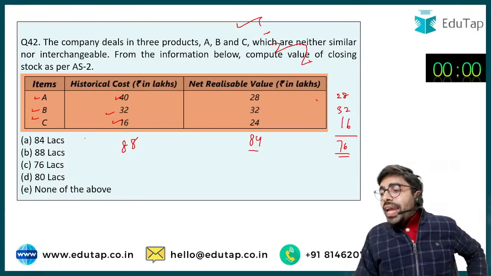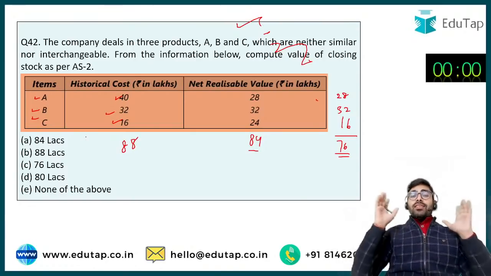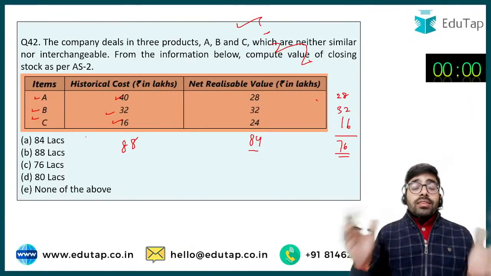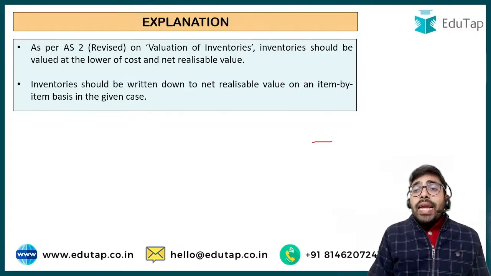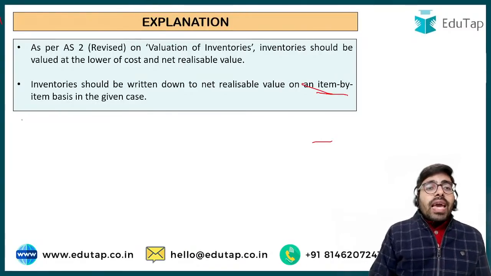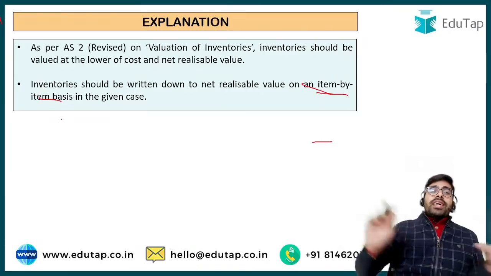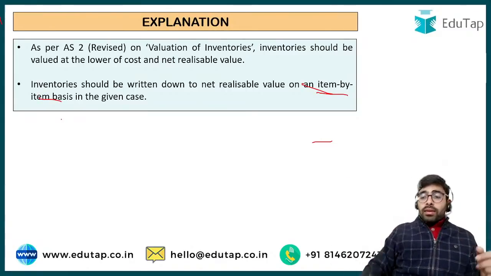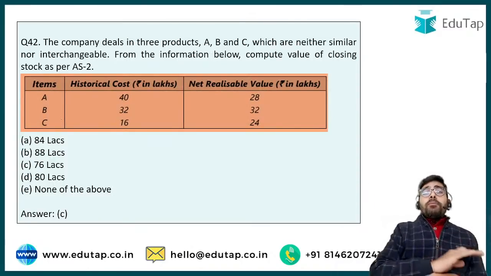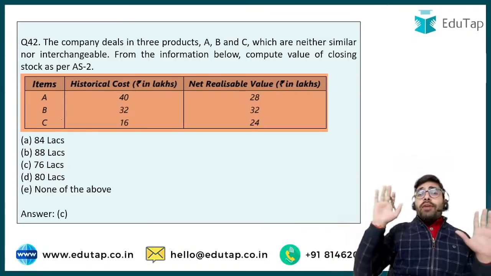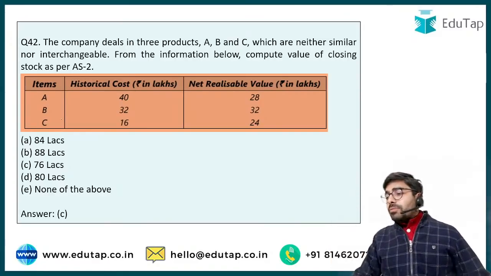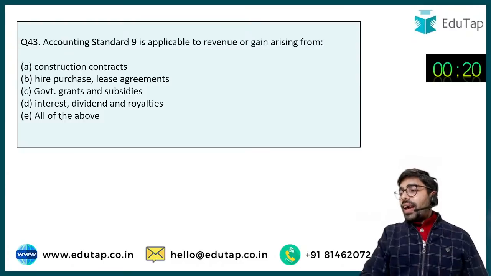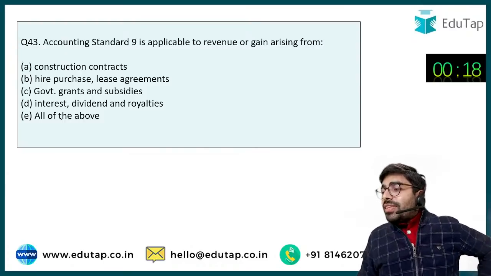Okay, line by line check करना है, overall नहीं check करना. This is what I wanted you to know, कि आपको overall check नहीं करना. You have to check on an item by item basis. This is something you have to remember. Don't forget this thing कि आपको global basis नहीं follow करना. You have to check on an item by item basis. So that's why the answer is option number C. Right, item to item basis. So this is something that you have to know.